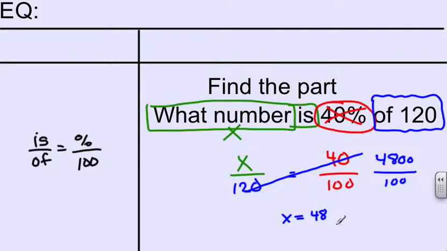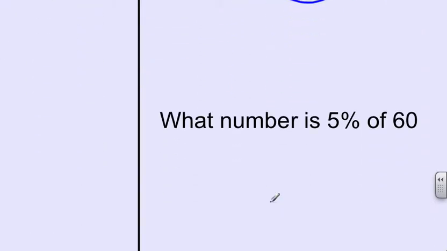Well, let's see if that makes sense. 40% is less than 50%. So my answer should be less than half, because 50% would be half. Well, half of 120 would be 60. Is my answer less than half? Sure is. So that's a good choice. A reasonable answer.